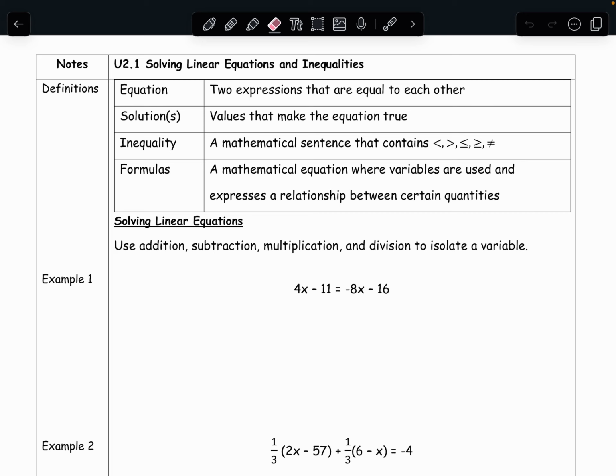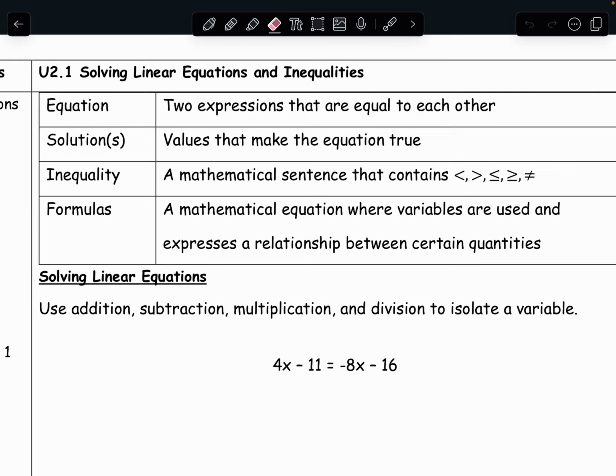So this is review. What's nice about this is that it's going to be taking Algebra 1 topics and topics we saw in Unit 1 and combining them together. So a couple of definitions.